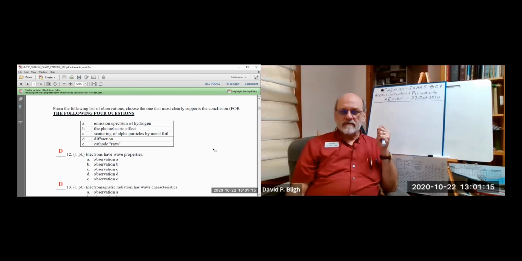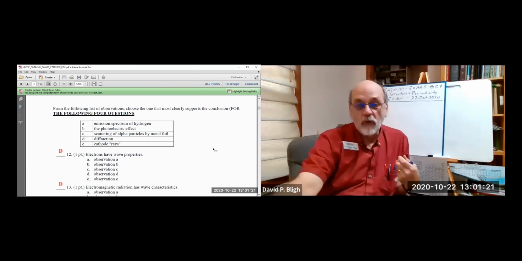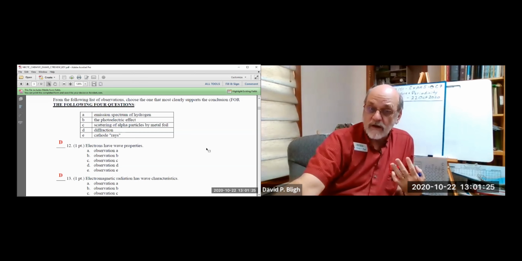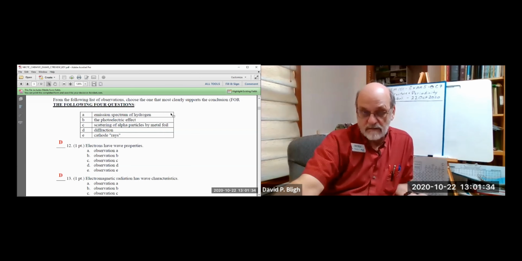Which one of these statements most clearly supports the conclusion for the following questions? All right. So for number 12, electrons have wave properties. How do we know that? What's the best evidence for that? The emission spectrum of hydrogen is not it because it's a line spectrum. Wave properties would predict a continuous spectrum.